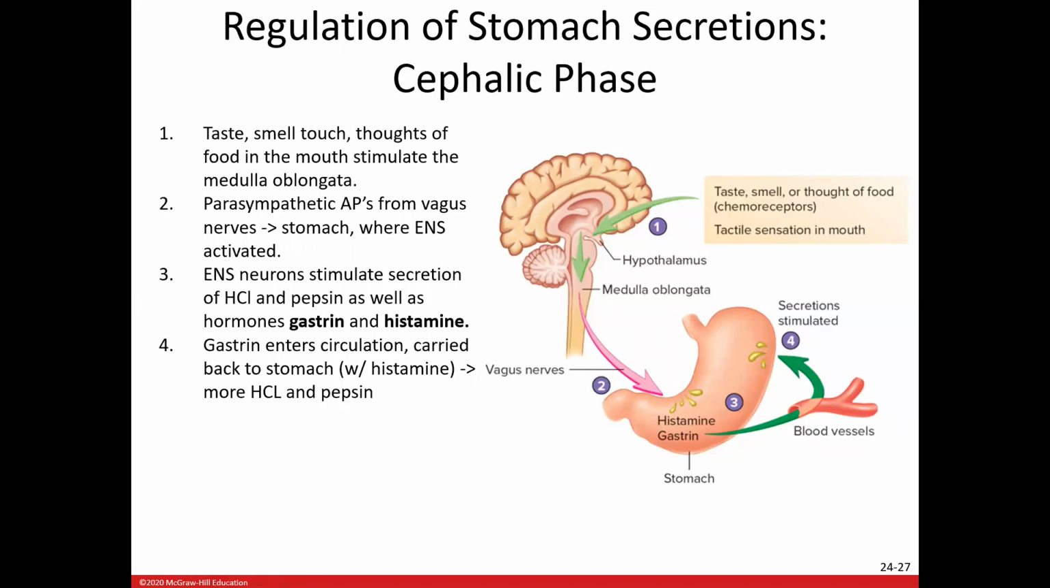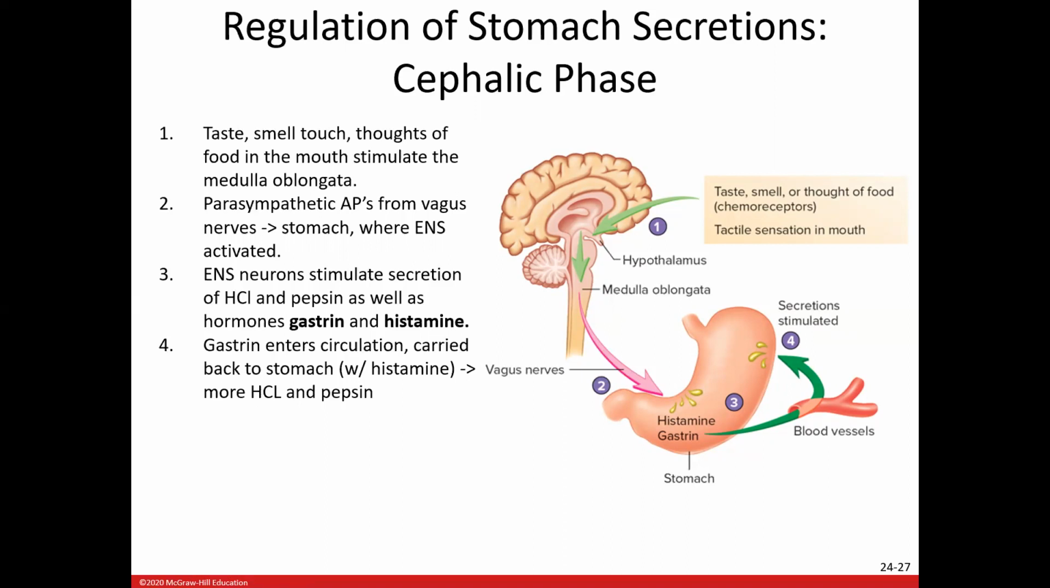So tasting food on your tongue, smelling the aroma of food, just thinking about food, like thinking about your lunch or your dinner you're really looking forward to, that's going to stimulate the medulla oblongata in the brain to then send an action potential down to the stomach. Once that action potential reaches the stomach, this is where your enteric nervous system is going to become activated. That's that local nervous system that only the digestive system has.